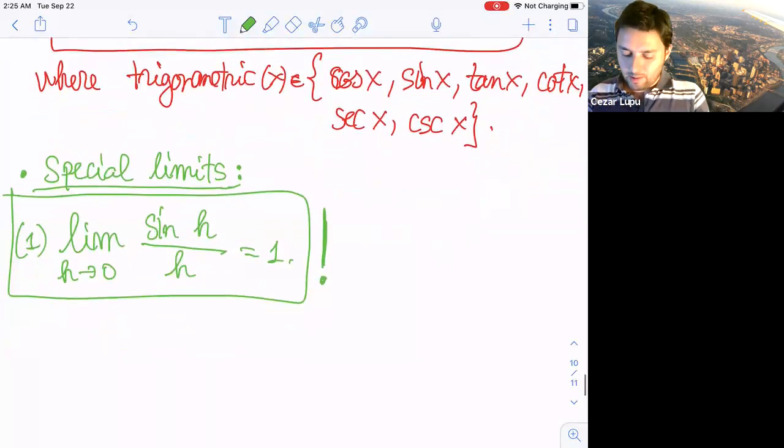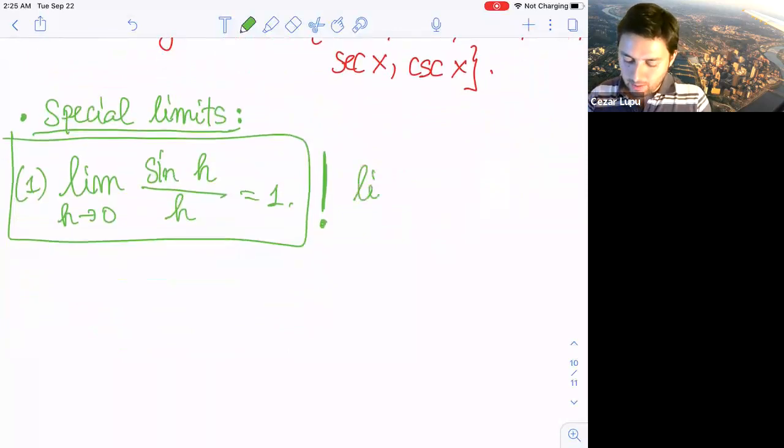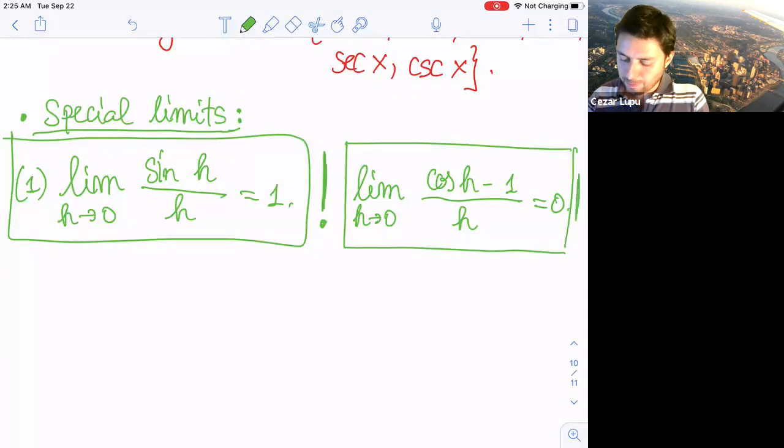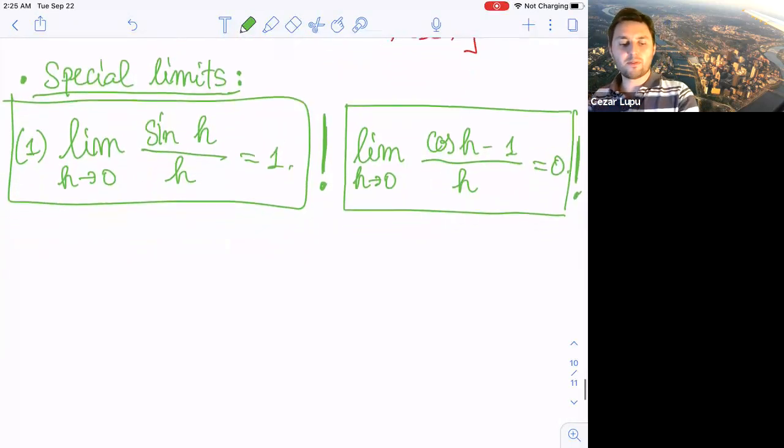And also the second one, I'm going to write it here. The limit as h approaches 0 of cosine of h minus 1, everything over h, will be 0. Keep this in mind as well. So these two, I want you to look at them. They're very, very important, and we'll see how we apply them in an application. All right, now let's see some other exercises.